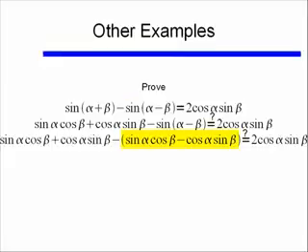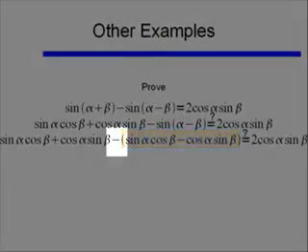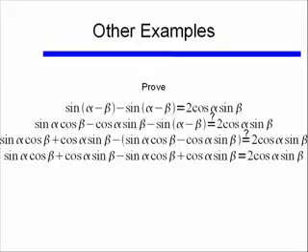And since sine alpha minus beta is subtracted from sine alpha plus beta, we need to make sure we remember to use the distributive property. So I end up with sine alpha cosine beta plus cosine alpha sine beta minus sine alpha cosine beta plus cosine alpha sine beta.